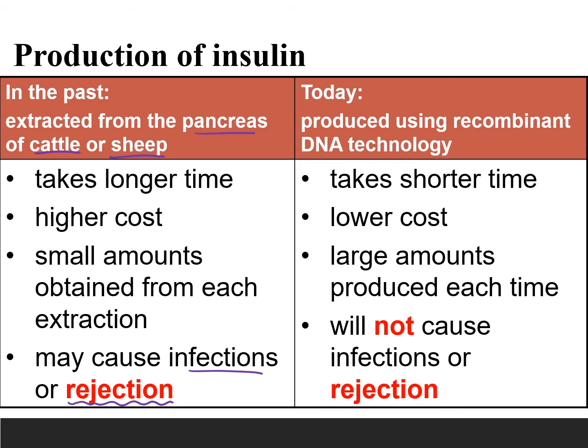And nowadays, with the help of recombinant DNA technology, we can produce the human insulin using bacteria. And this is very important because we are producing human insulin. So this human insulin, as we know, will not cause any infection or any rejection in the human body. And not only no rejection, it is also very fast, lower cost and large amount in mass production every time. So it has a lot of advantages in doing the recombinant DNA technology in insulin production.